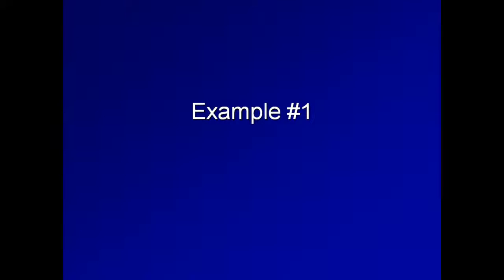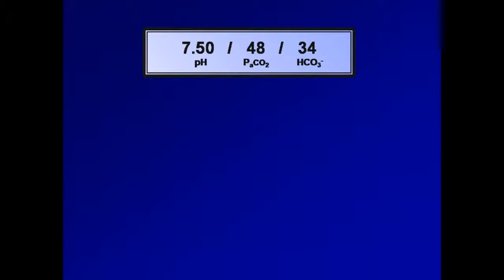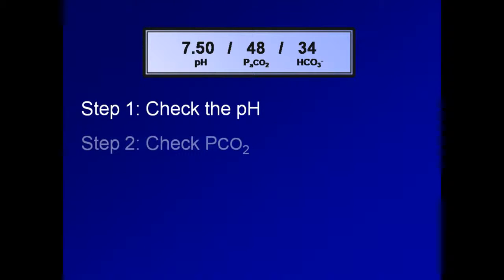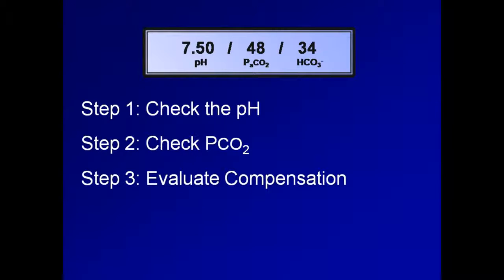So now let's go through 3 quick examples to see how an assessment of compensation works in practice. Here is example 1, where the pH is 7.50, the PCO2 is 48, and the bicarb is 34. Steps 1 and 2 of acid-base analysis remain the same, checking the pH, and then the PCO2, and then step 3 will be evaluating compensation.